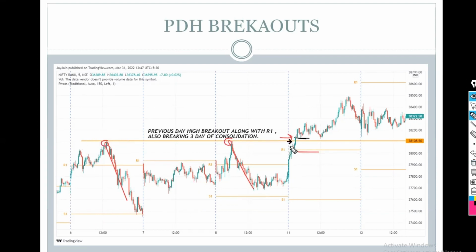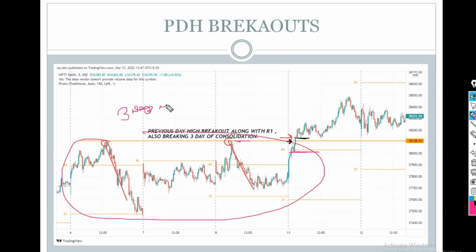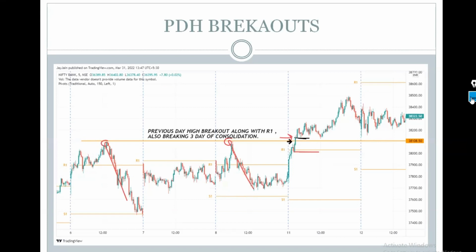And on the 4th day, it first breaks the R1. Like I said, if you want to take a trade, you want to enter once the entire zone is taken out. So in this case, the previous day high, which is this, is taken out along with the R1 pivot. And understand one more important point over here. We are actually breaking 3 days high. And this becomes very, very crucial for you as a trader, because now the market itself is telling you that you are trading above 3 days high. So it's time to actually go long. I hope that you are getting the logic over here, which is very, very important.